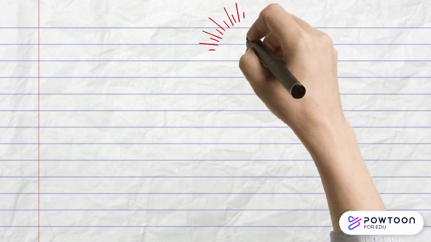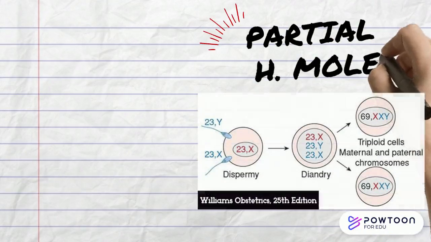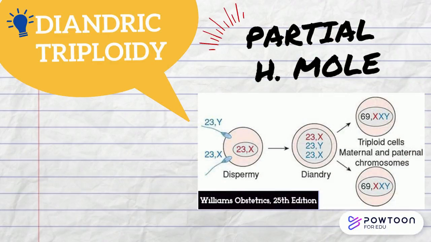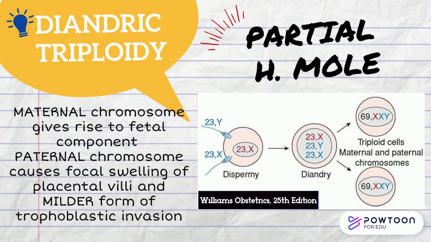Partial moles usually have a triploid karyotype like the 69XXX, hence the term diandric triploidy. These are each composed of two paternal haploid sets of chromosomes contributed by dispermy and one maternal haploid set. The maternal chromosome gives rise to the fetal component, and the paternal chromosome causes focal swelling of the placental villi.